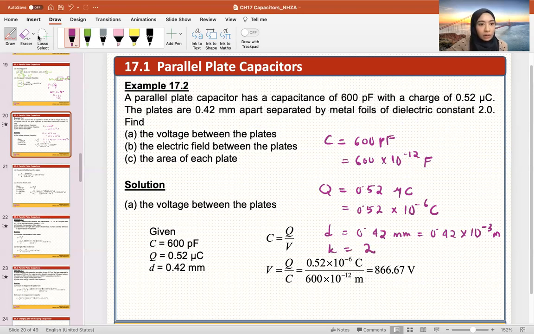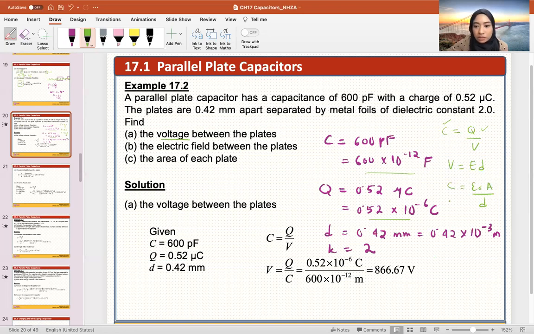So what are the equations that I know for this chapter so far? C equals Q over V. I know V equals ED. I know C equals epsilon naught A over D. It's asking for the voltage. I know Q and I know C, so I can use C equals Q over V. Rearranging, Q is 0.52 times 10 to the minus 6 and C is 600 times 10 to the minus 12. This gives me 866.67 volt.